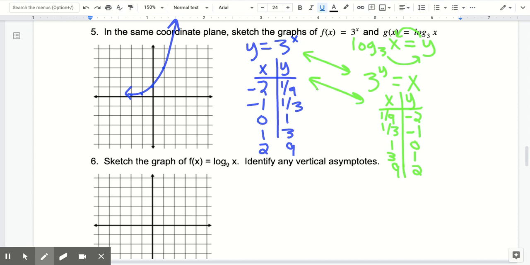And now when I plot these points, the ones I've got in the green table over there, it ends up looking something like this. And remember, inverse functions are going to reflect across the line y equals x, which these definitely do. So any logarithmic graph you have is going to have this same shape to it. And we'll see that in the next one here. Let me scroll down and we'll graph this one.